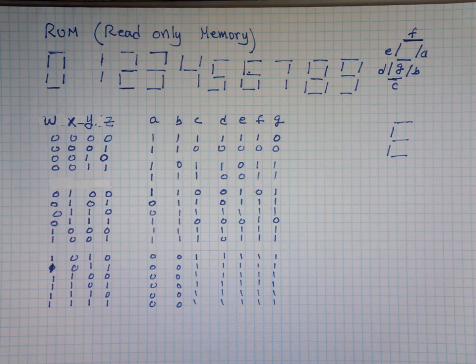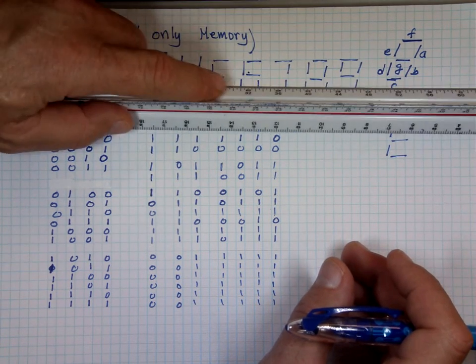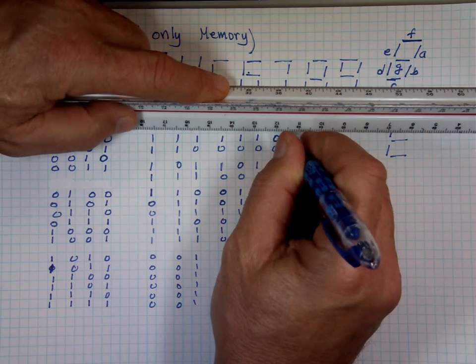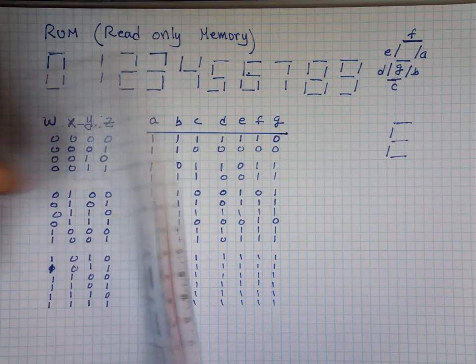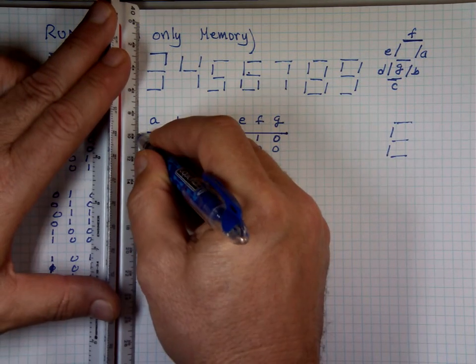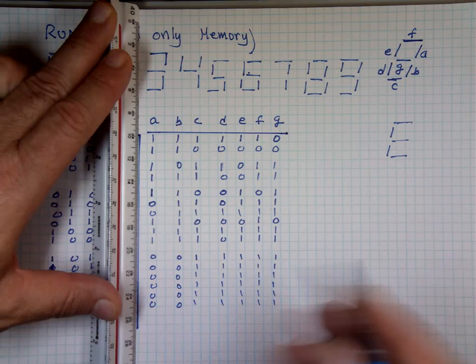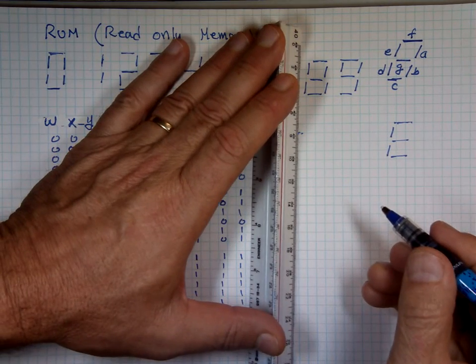If you decide to get a ROM, you send this to the factory. Say, I want a chip that will work like this. This is what the inside of the chip should look like. This chip will be 16. They don't come by 7. I need 7. It will be 16 by 8. But the first one I'm not using.